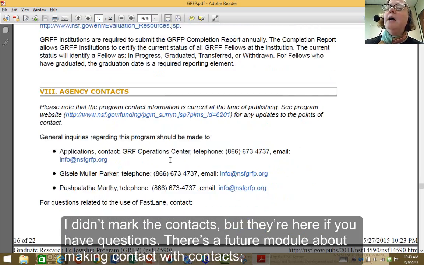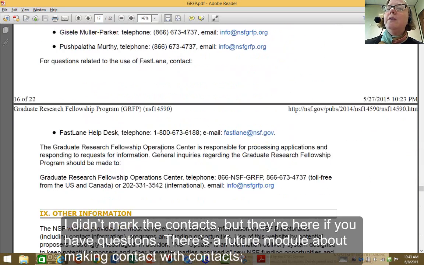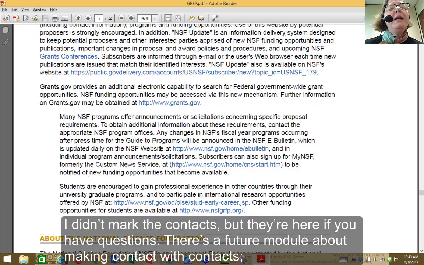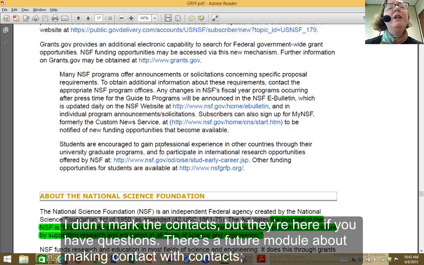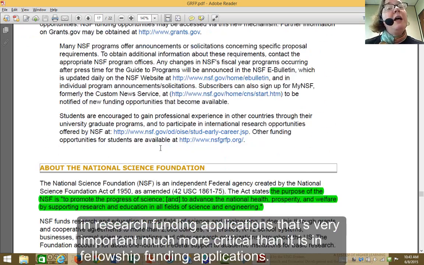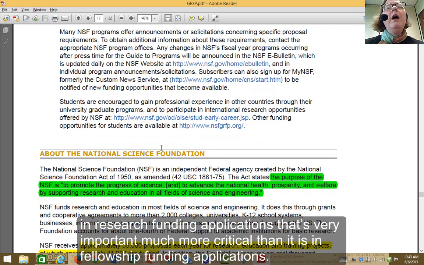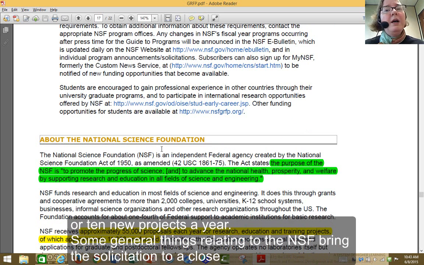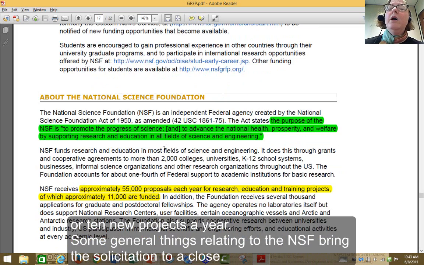I didn't mark the contacts, but they're here if you have questions. There's a future module about making contact with contacts. In research funding applications, that's very important, much more critical than it is in fellowship funding applications. You saw how they give out hundreds of these a year, so the connection is not as close as in programs that manage maybe 4 new projects or 10 new projects a year.